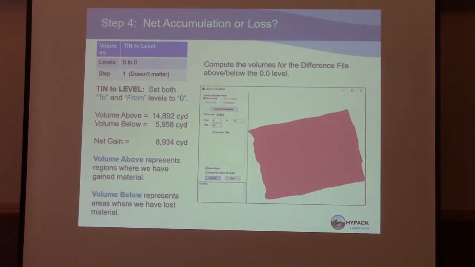But in TIN model, you'd have to mix TIN to level with TIN to TIN. Because TIN to TIN is going to tell you the difference between the two surfaces. The second one is, oh, you're going to get overdredge. It's just not going to be labeled that way. In TIN to TIN surfaces, your void, TIN 1 below TIN 2, would be the overdredge.